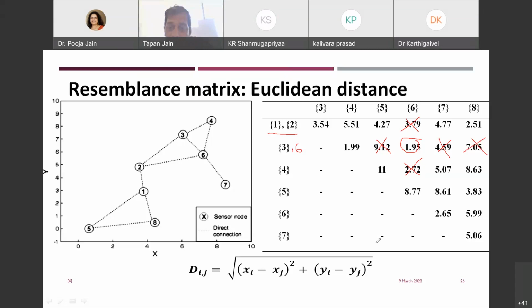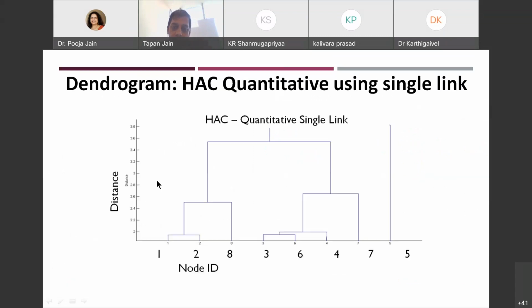And again modify. So now 1, 2 is combined, then 3, 6 is combined. Now the next minimum value is 1.94. So 3, 6, and 4 is combined. Like that, this process is repeated till all the nodes are distributed. So now after this, we have the library in Python and MATLAB, so you can directly plot this dendrogram.